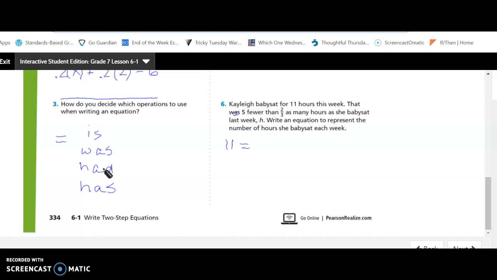So 11 equals 5 fewer than. Well, that means I need to subtract 5. 5 fewer than, remember subtraction works kind of in the opposite direction of what we're used to. 2/3 as many hours. So 2/3 of, the word of tells me multiply, her hours. So she worked 5 fewer than 2/3 of her hours. There is an equation that could represent Kaylee's hours that she worked each week during the school year.